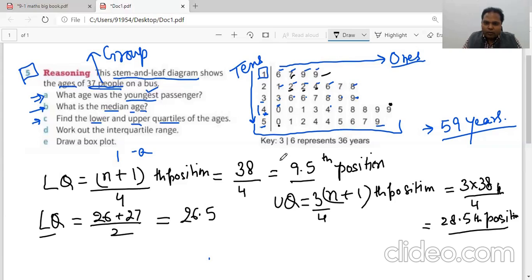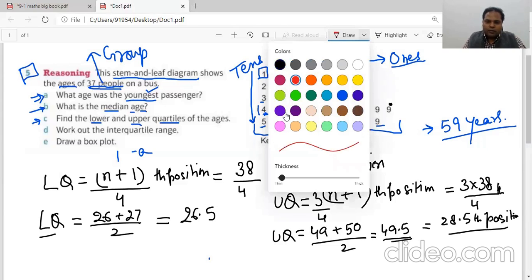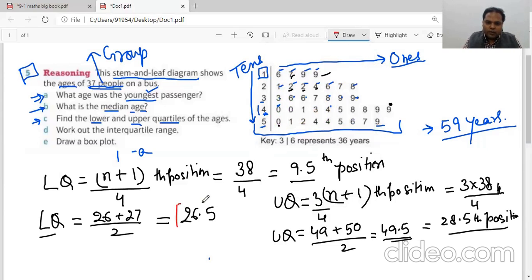So UQ is going to be the 28th, which is 49, plus the 29th, which is 50, over 2. And that makes it 49.5. All right, so this is how we have found out the LQ and we have also found out the UQ.